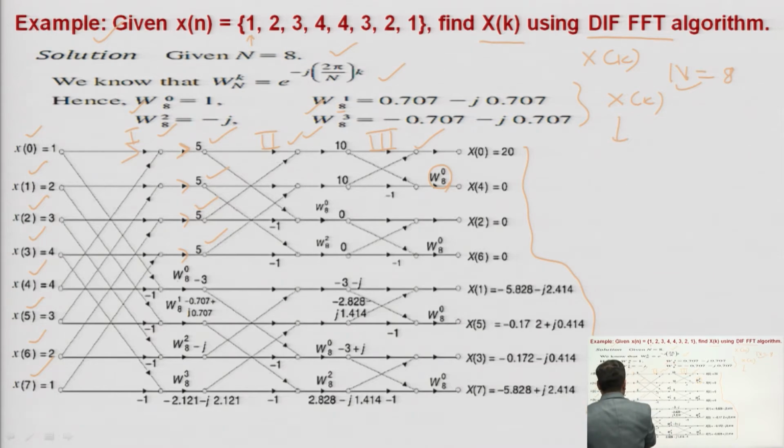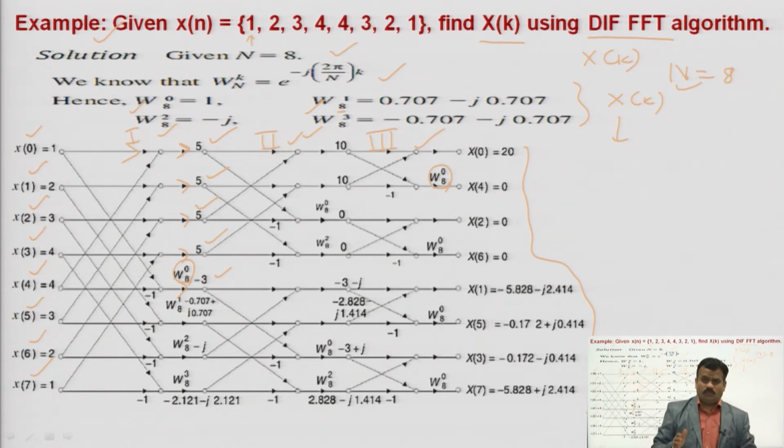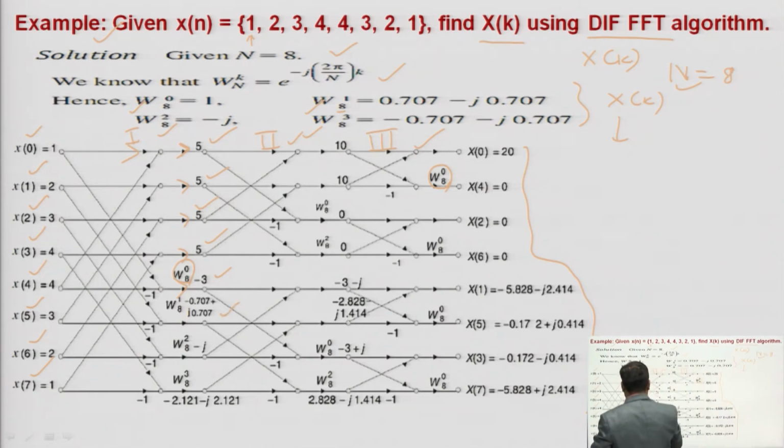Similarly, if you want to calculate the output here, it will be x0 minus x4. So, 1 minus 4 will be minus 3, and W at 0 is equal to 1. So, similarly, by the formula that I explained in my previous lectures, you have to use it here and calculate the value at all the stages. Then you can calculate all these values.